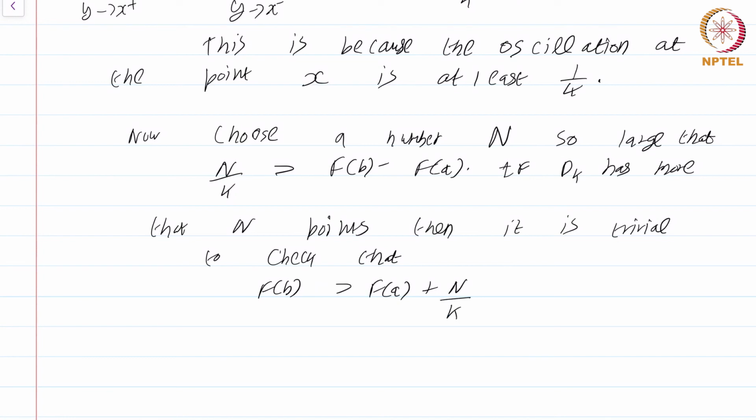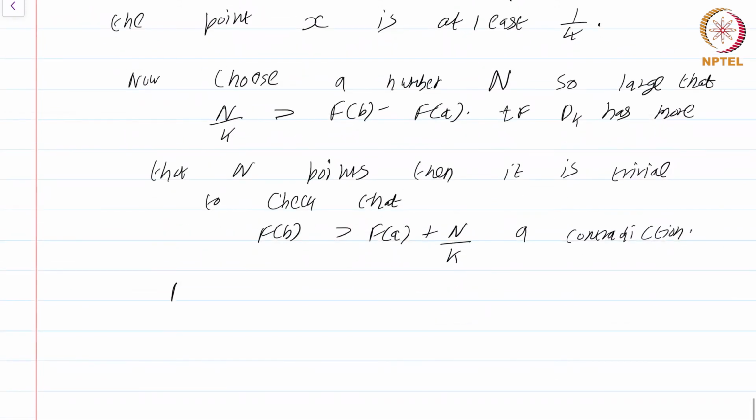N by k. So what is essentially happening is you start at f of a, each time you encounter a jump, you increase the value by at least 1 by k, and since this is a monotone, increasing function, you preserve that level, and you jump again by 1 by k when you encounter the next discontinuity, and this happens at least N times. So f of b has to be greater than f of a plus N by k, a contradiction. Because at each jump there's a jump of 1 by k happening, there cannot be too many jumps. So D_k is a finite set.